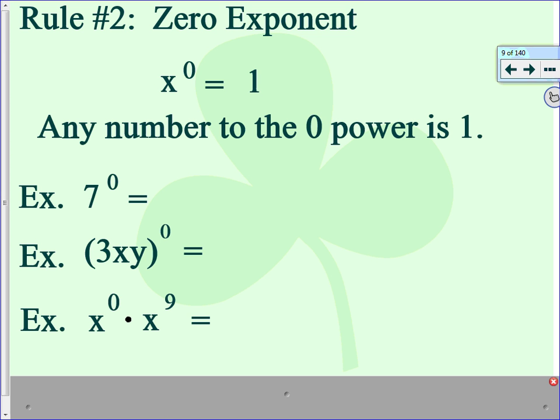So, Isabel, what's 7 to the 0? 1. Brendan, what's 3xy to the 0 power? 1. Talisa, what is x to the 0 times x to the 9? So look at what's being asked.